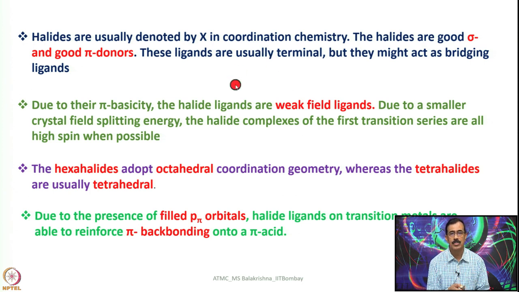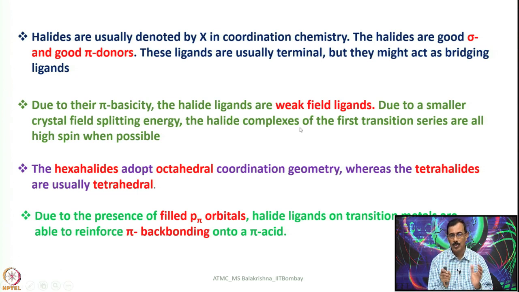So, these ligands are usually terminal, but often they can act as bridging ligands. When they act as bridging ligands, they can bridge 2 metal centers, they can bridge 3 metal centers. Interestingly, they can also bridge 4 metal centers. We have several examples in our own laboratory, I shall show you later. Due to their pi basicity, the halide ligands are weak field ligands. Of course, when you look into the spectrochemical series, you know where these halides stand among the rest of the ligands.